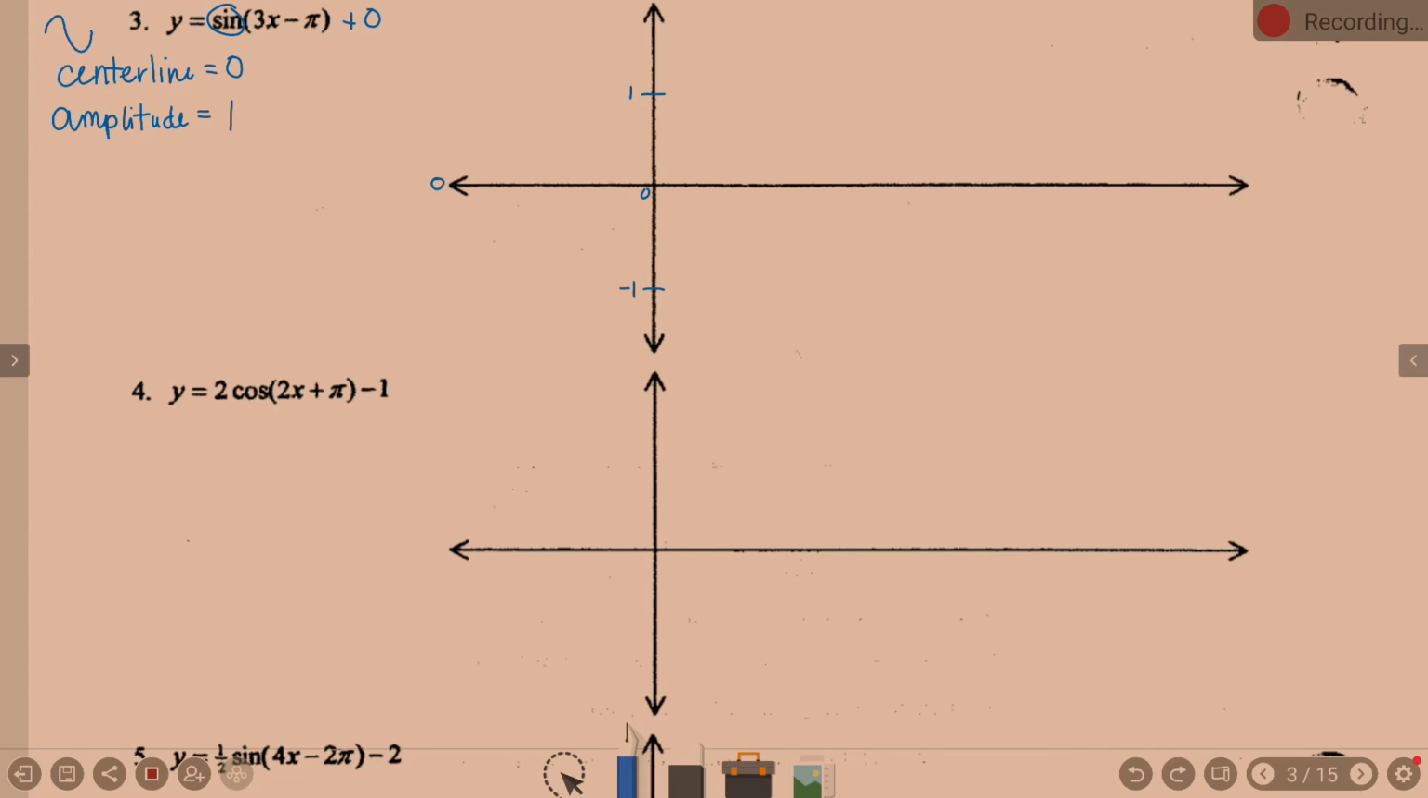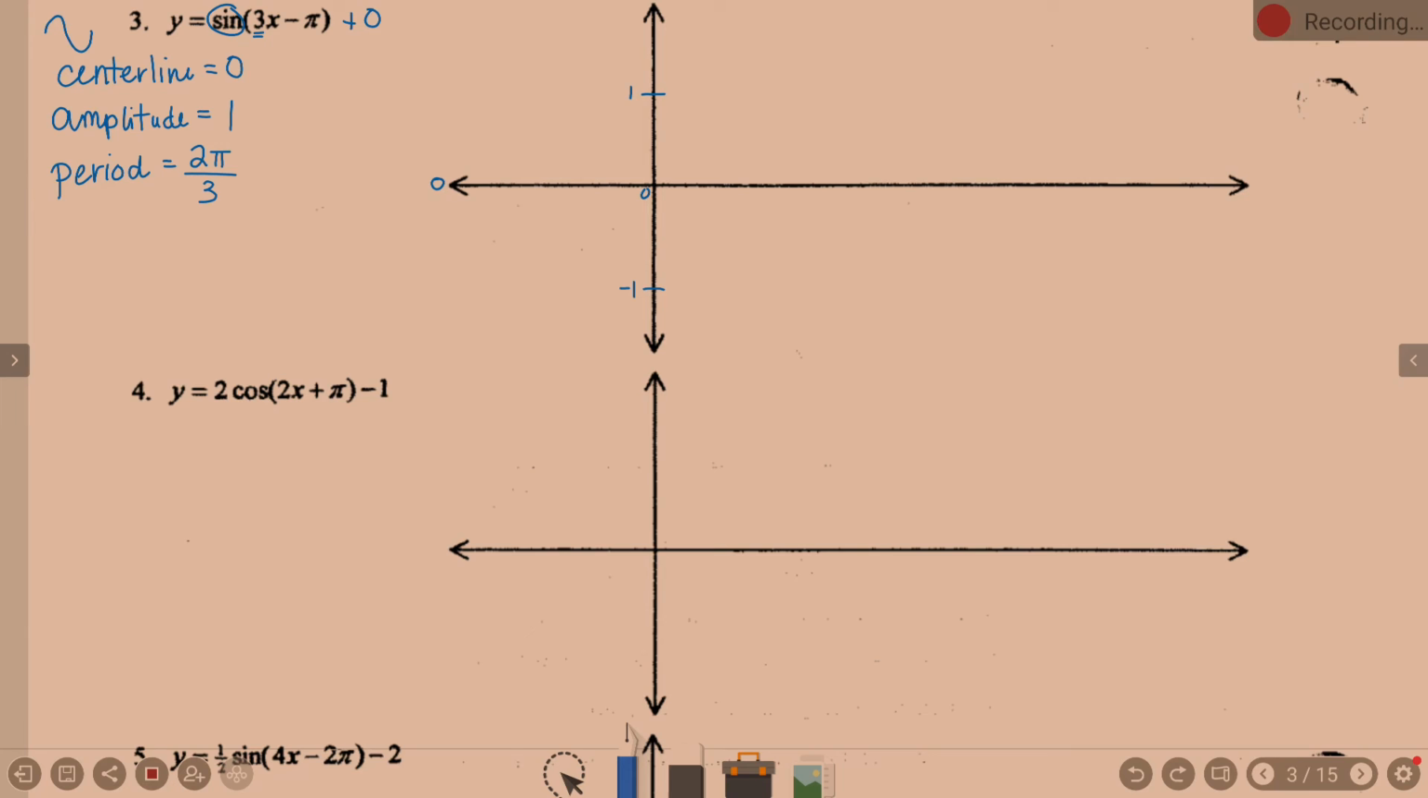Let's see. How long is one cycle going to be? It's 2 pi divided by b, which is 3. Didn't you say 3 pi over 2? Yeah. Okay. So it's 2 pi divided by b, being the coefficient of x.